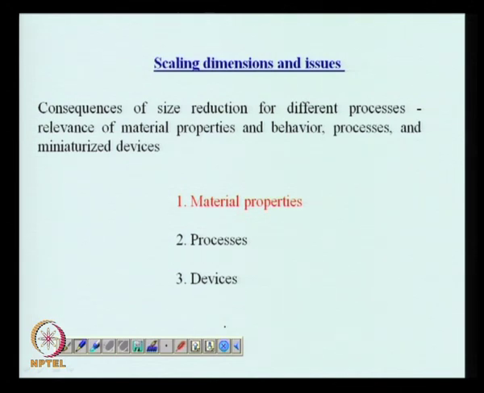The second would be the processes, how the processes at microscale are going to be different, are going to be affected when we reduce the scales, when we reduce the size of the device from centimeter to millimeter to micron and beyond. So, we are going to look at different processes and how they get affected due to the reduction of the device to micrometer lengths.